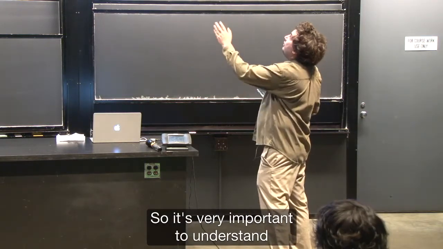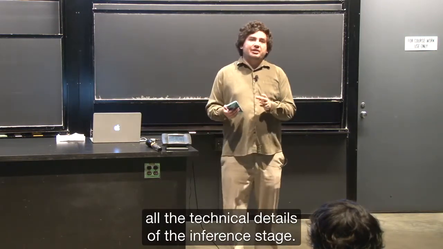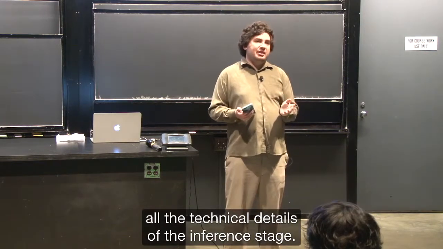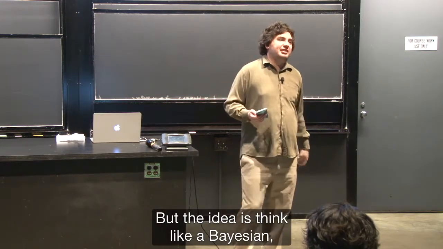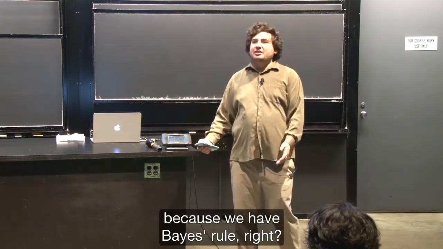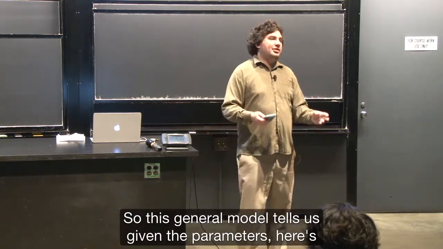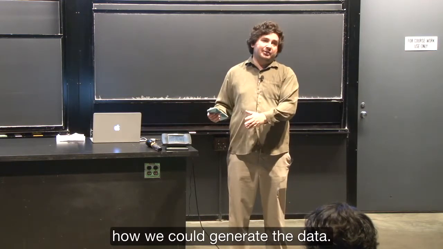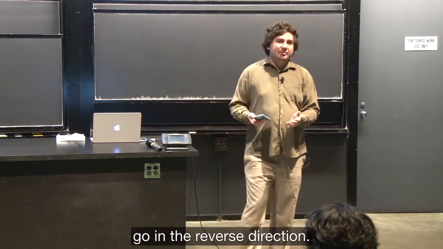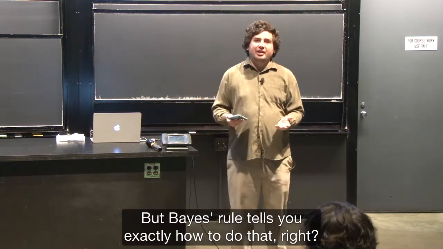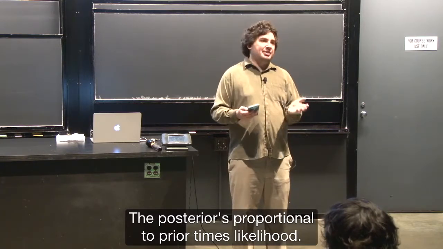Okay, so it's very important to understand the generative model. I think it's less important to understand all the technical details of the inference stage. But the idea is, think like a Bayesian, because we have Bayes' rule. This generative model tells us, given the parameters, here's how we could generate the data. Then for the data analysis, you go in the reverse direction, but Bayes' rule tells you exactly how to do that. The posterior is proportional to prior times likelihood.